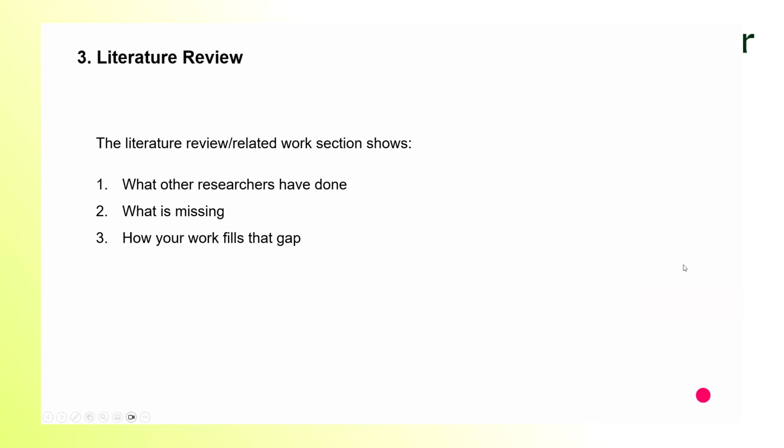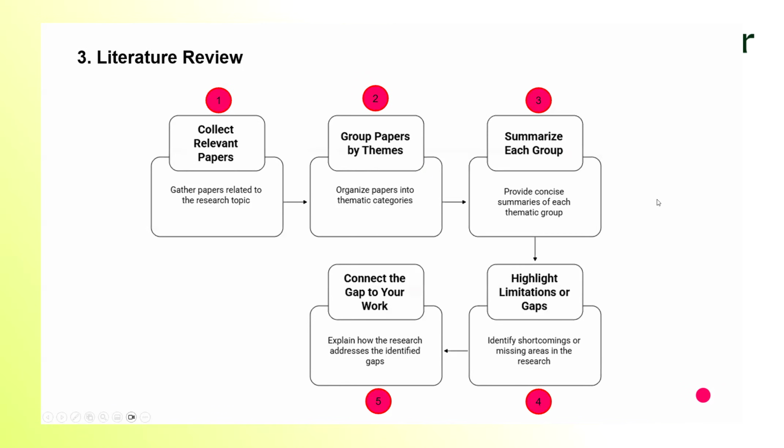Okay, now the second part is about the literature review. So in this section, what you really need to do is show what other researchers have done, what is missing in their research, and how your research fills that gap. To write this section, first you need to collect the relevant papers, then group them by theme, summarize each group, and the most important is this fourth step: highlight what is missing, what are the limitations or gaps in those relevant papers. And then number 5, you connect your work with the gap, that okay, there was this gap and this is how my paper is addressing or filling that gap.